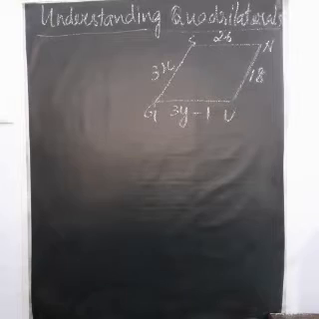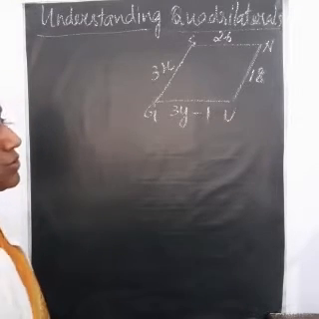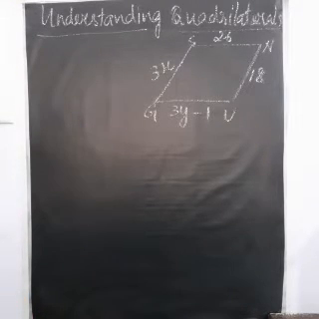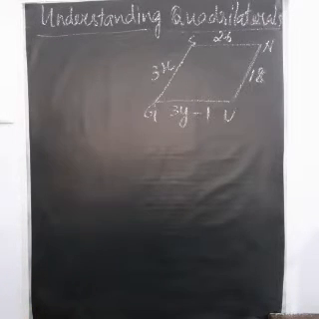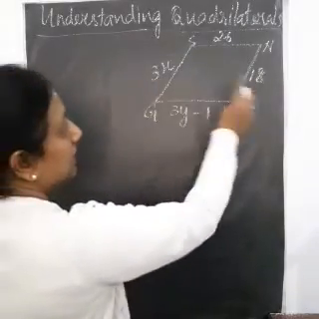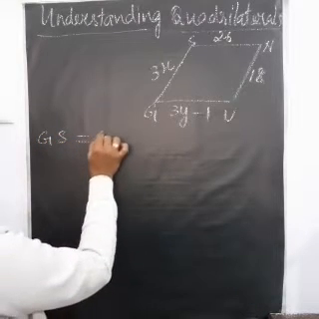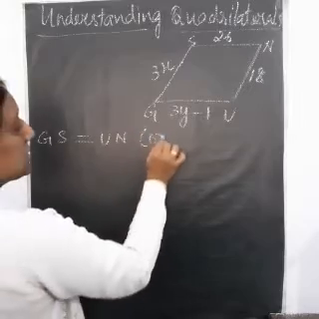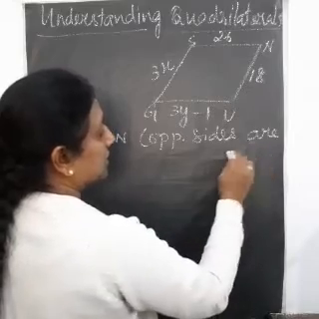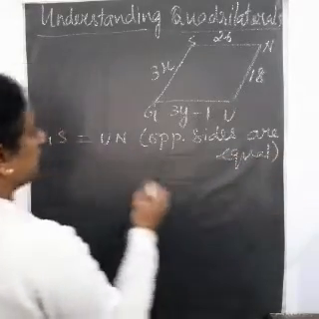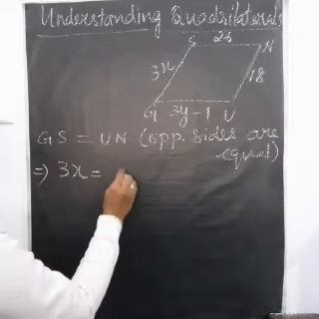In a parallelogram, which property will be used? They want us to know x and y. Now they are given on the sides, so we'll have to use the property relating to the sides of a parallelogram. In a parallelogram, opposite sides are equal and parallel, correct? So these two sides will be equal. So GS is equal to UN, that is, opposite sides are parallel and equal. We'll take the property equal. So that implies GS, that is 3x, is equal to UN, which is 18.